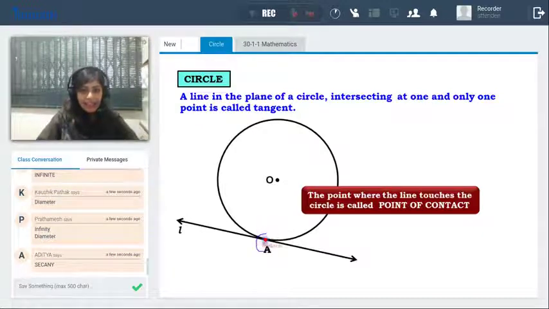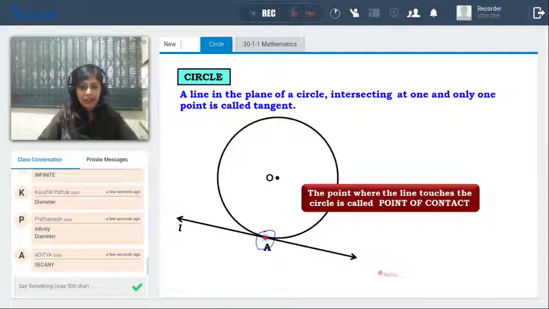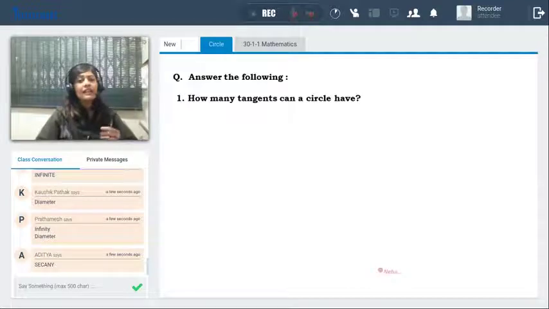And this point A is known as the point of contact. So you can see point A is the point of contact. Now, we have seen the terminologies. Let's quickly have a small quiz round on these terminologies. How many tangents can a circle have, students?